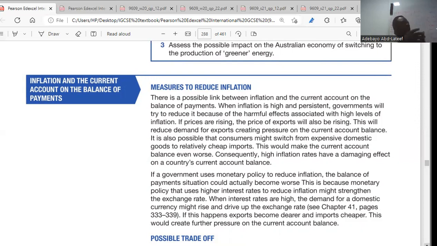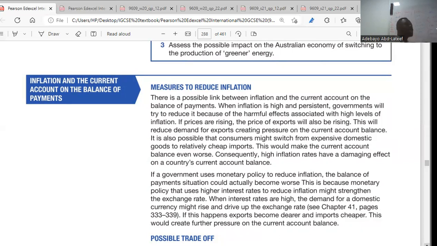Governments might, if an economy is having a deficit in the current account balance, want to reduce it by increasing prices. So why do you have a deficit in your current account balance? That is the point. The reason for having a deficit in the current account balance is that the country is doing more imports than exports. Do you get the point?